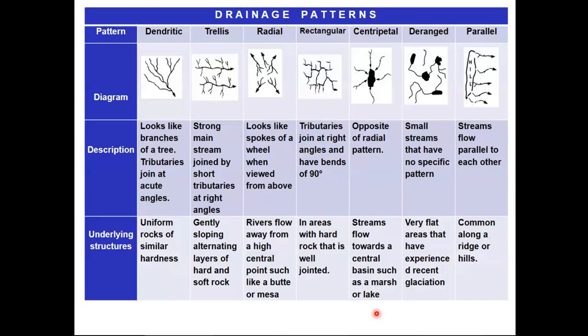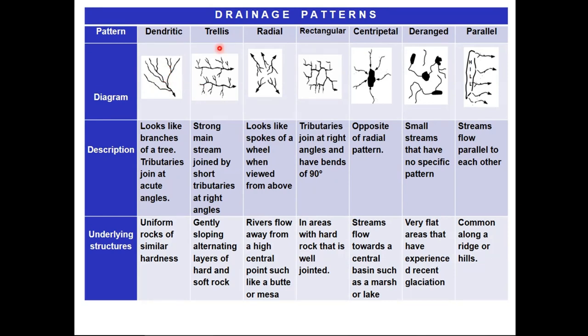Right, so the next thing is, this gives you a very, very good explanation of the drainage patterns, right? So what do we need to know about the drainage patterns? We need to know the diagram, right? So I have just shown you what it would look like on the map, right? However, this is the theory part. So there we go, the dendritic, right? So it looks like a branch of a tree, and the tributaries come in with an angle, right?